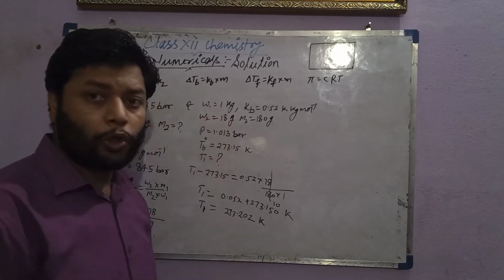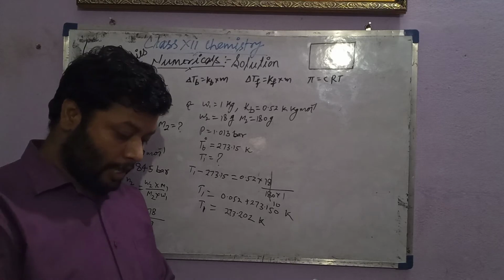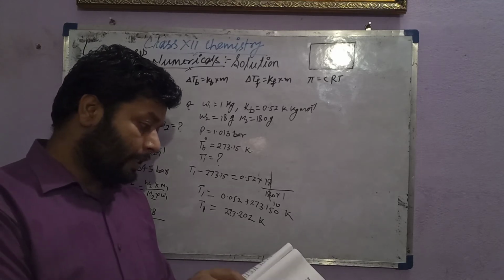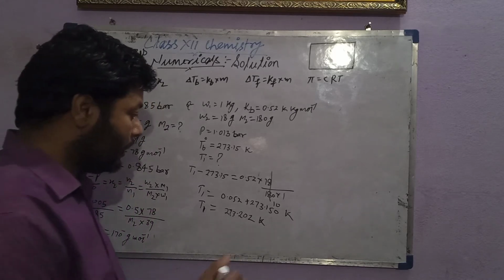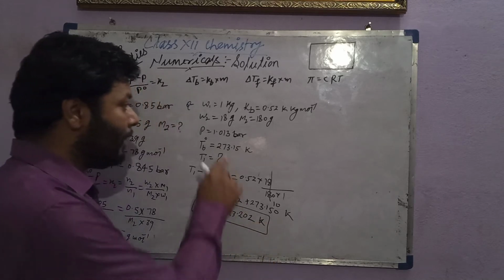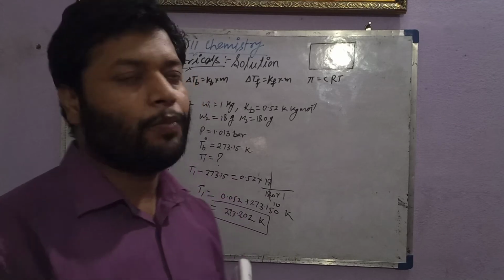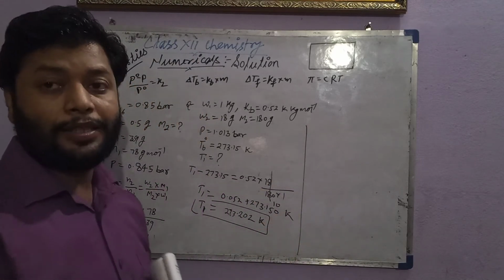of glucose is 273.20. The exact value is 273.202 Kelvin, that is the answer. So at this temperature the water boils on addition of 18 gram of glucose in the 1 kilogram of the water. Fine. So this question was based on the elevation of boiling point.